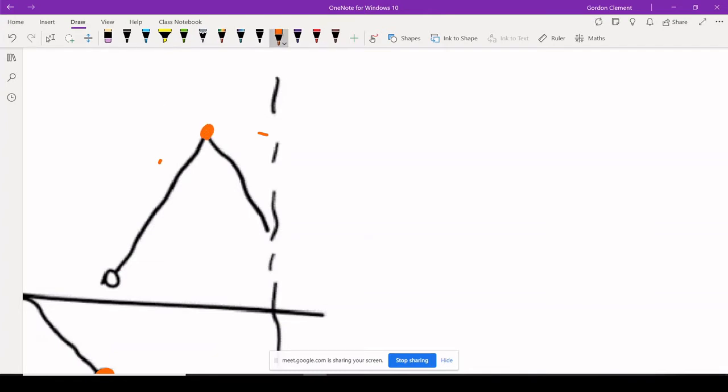Does anyone know what the derivative is there if it's not 0? It's a bit of a tricky one. Nice. So here, the derivative does not exist at that point.